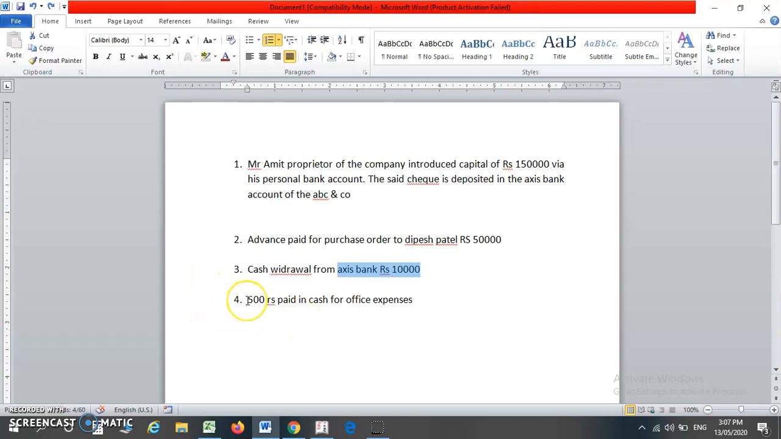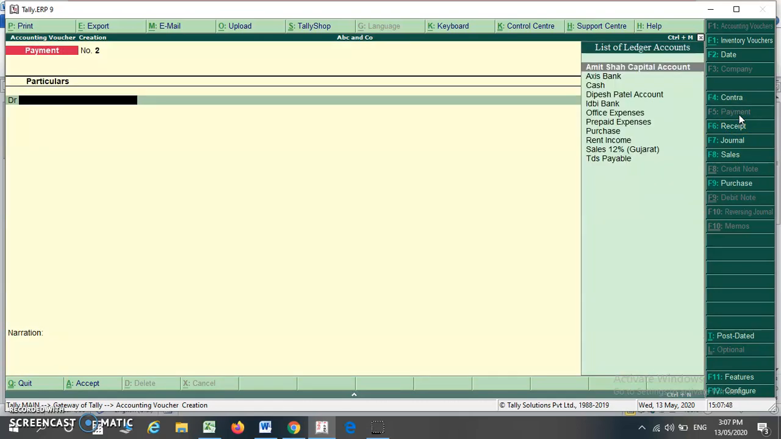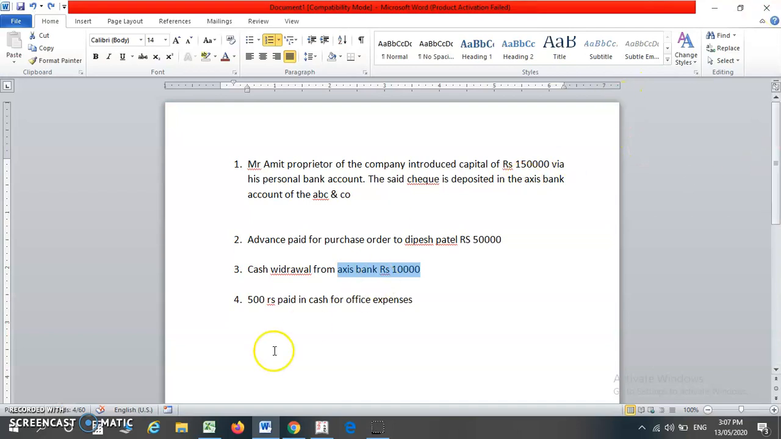Now one more entry, rupees 500 is paid in cash for office expenses. Now here you can find a contra voucher tab. However, you have to make a payment voucher entry. So how can you make a payment voucher entry? Just press F5 or select the payment option from the right hand side, F5. Here you can select your date. Now you can make the entry. So what is the entry for cash paid for office expense? Office expense account debit to cash account is credited.